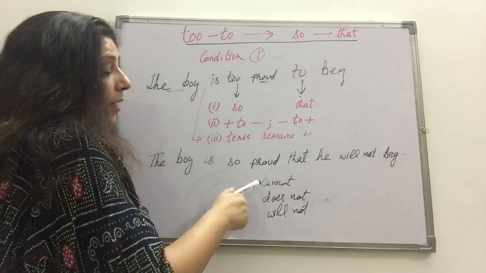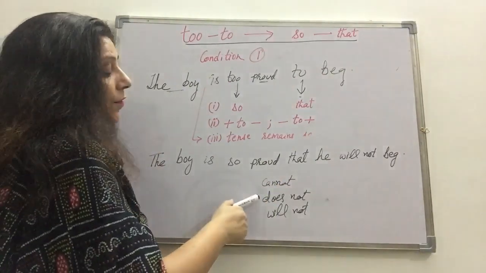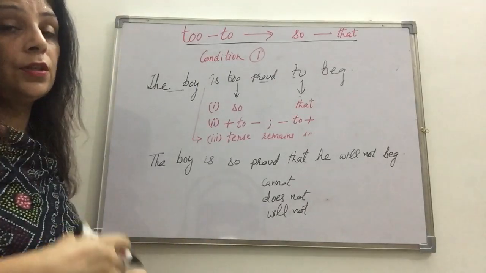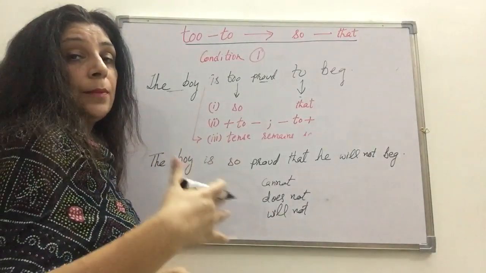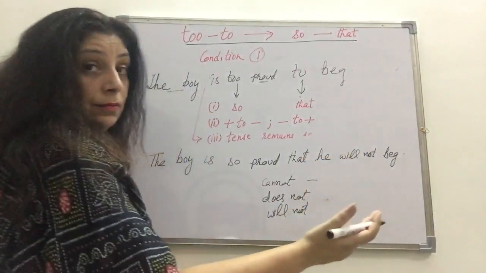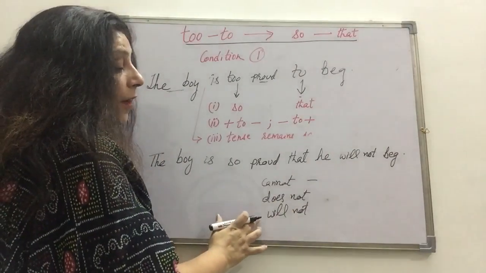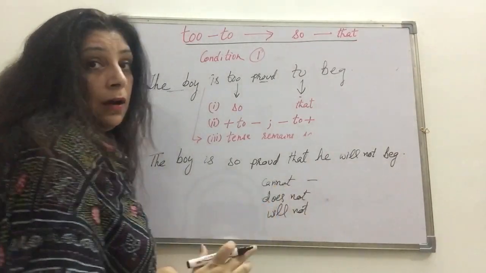When an action is done, we use the word cannot. When nature or habit is illustrated, we use the word does not or will not. Try to analyze the words and put it in Hindi. Cannot nahi kar sakta, does not nahi karta, will not nahi karega.